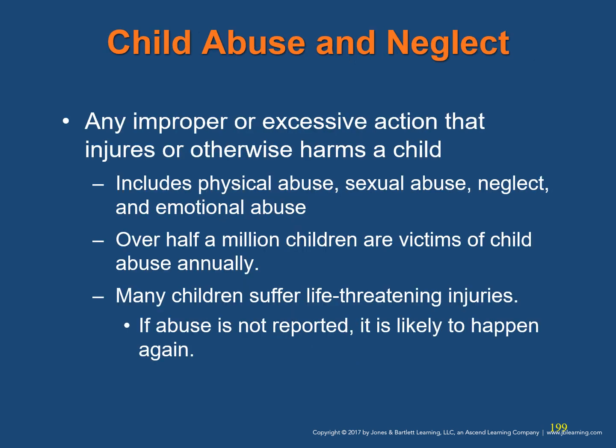Child abuse and neglect. Child abuse means any improper or excessive action that injures or otherwise harms a child or infant. It includes physical abuse, sexual abuse, neglect, or emotional abuse. Over 500,000 children are victims of child abuse annually. Many of these children suffer life-threatening injuries and some die. If suspected child abuse is not reported, the abuse is likely to happen again, perhaps causing permanent injury or even death. You must be aware of signs of child abuse and neglect. It is your responsibility to report to law enforcement or child protection agencies.